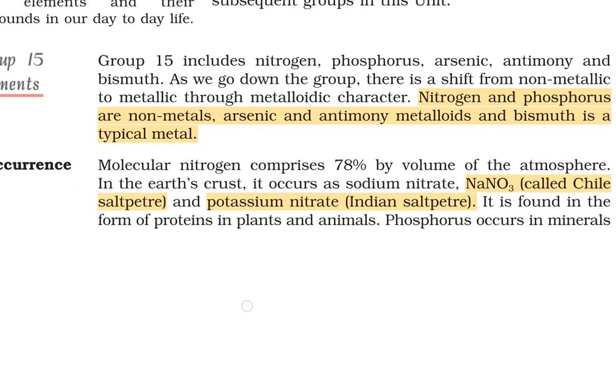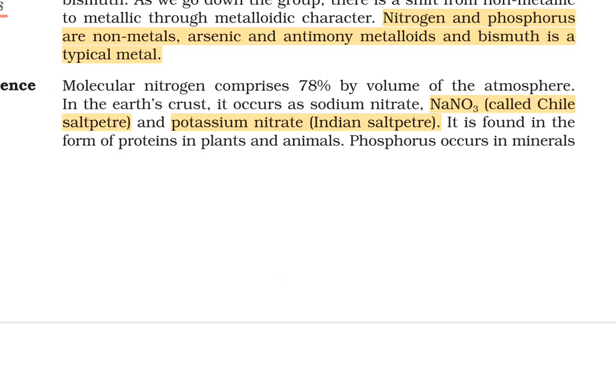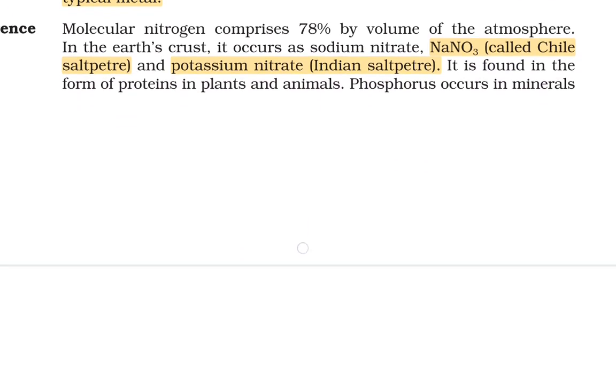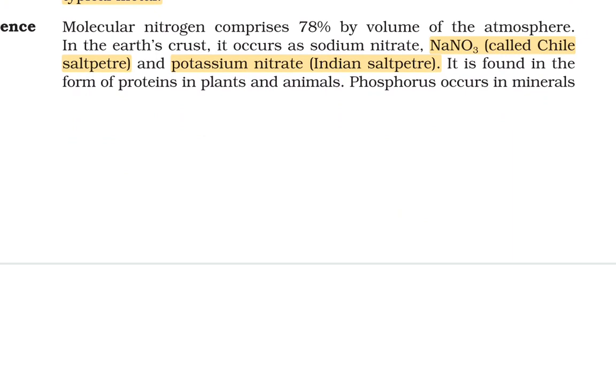Now, occurrence. Molecular nitrogen comprises 78% by volume of the atmosphere. In the Earth's crust it occurs as sodium nitrate, NaNO3, called Chile saltpeter, and potassium nitrate, called Indian saltpeter. It is found in the form of proteins in plants and animals.